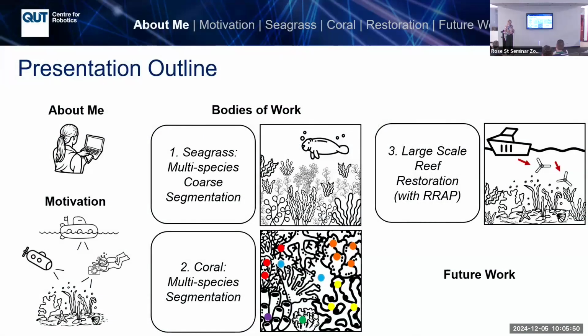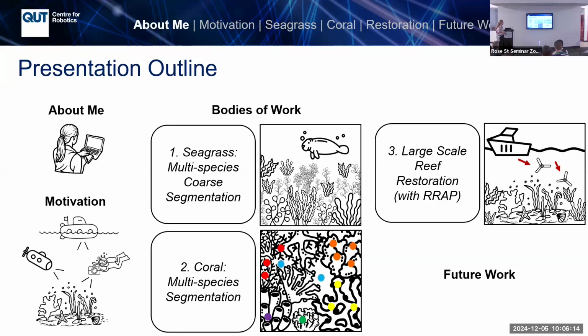Okay, so to give you an idea of what I'm going to talk about today and where we're going, just briefly a little bit about myself, then I'll touch on the motivation for my research, and then I'm going to talk about three main bodies of work. So starting off with the problem of multi-species coarse seagrass segmentation. So that's monitoring for different species of seagrass.